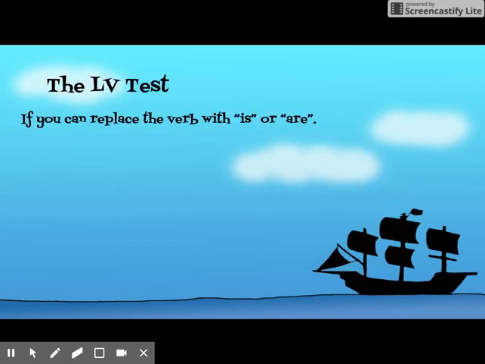So we're going to talk about the linking verb test. The linking verb test says that if you can replace the possible linking verb with the word is or are, and the sentence still makes sense, it's a linking verb. It doesn't work 100% of the time, but it sure does help you get off to a good start and see kind of how linking verbs work.